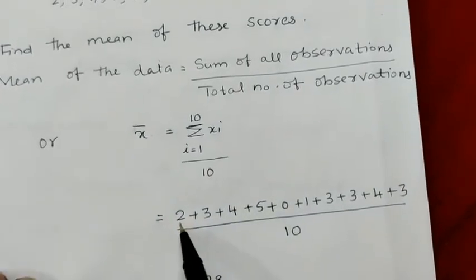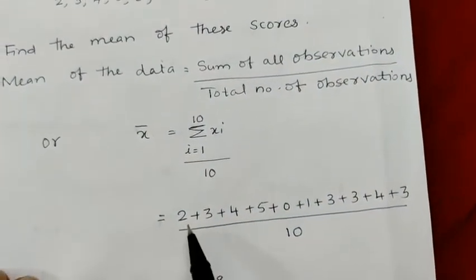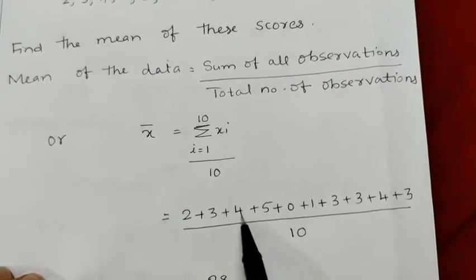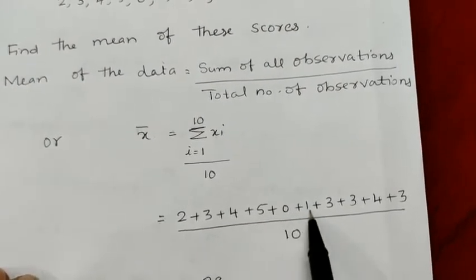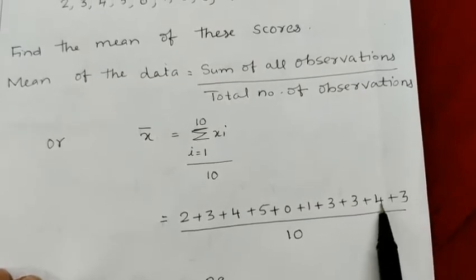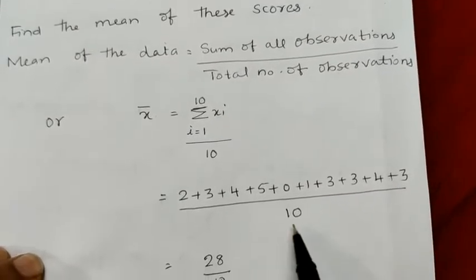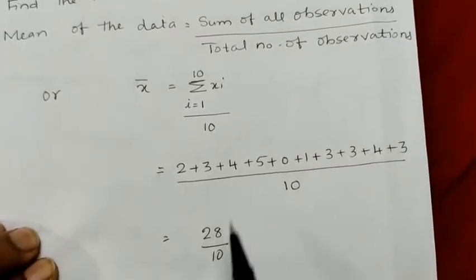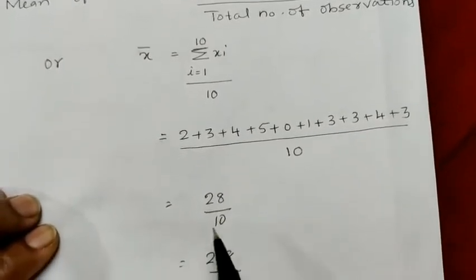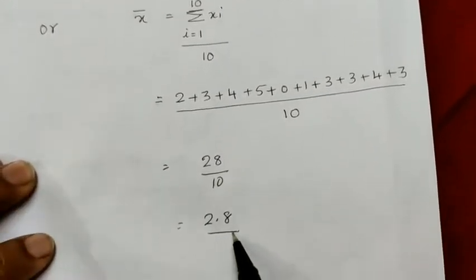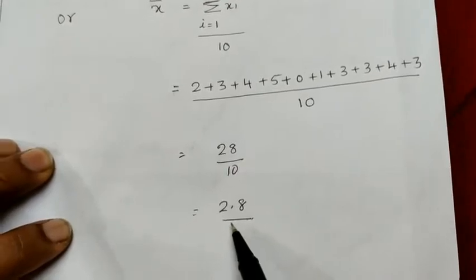So we'll add all observations: 2 plus 3 plus 4 plus 5 plus 0 plus 1 plus 3 plus 3 plus 4 plus 3, divided by 10. If we add this, we will get 28 divided by 10, that is equal to 2.8. So the mean is 2.8.